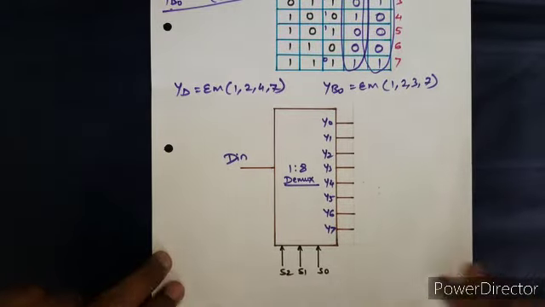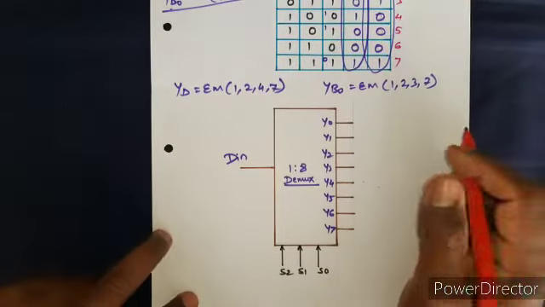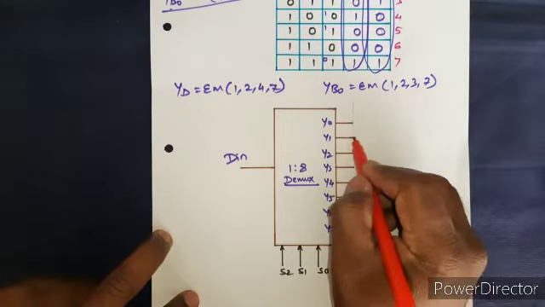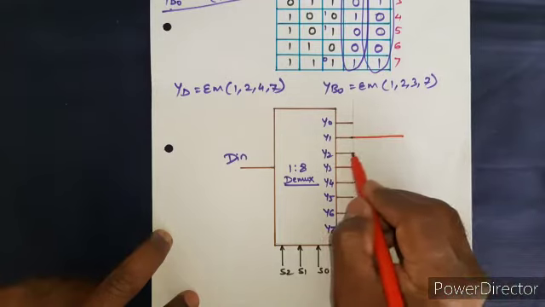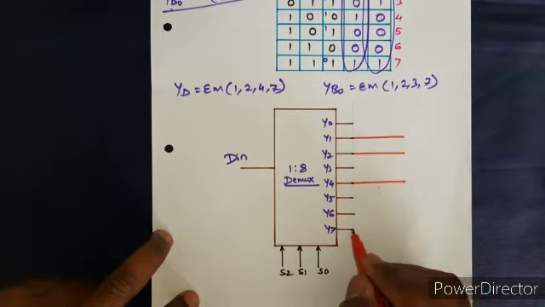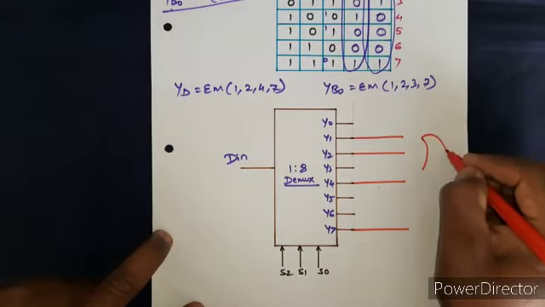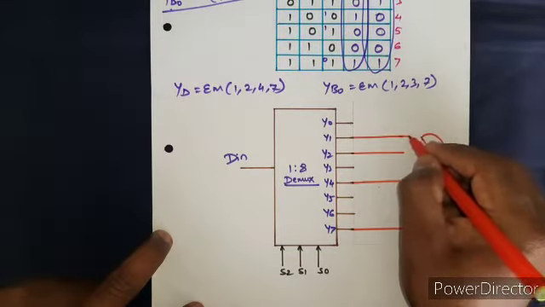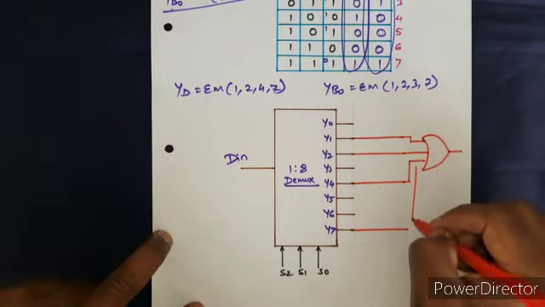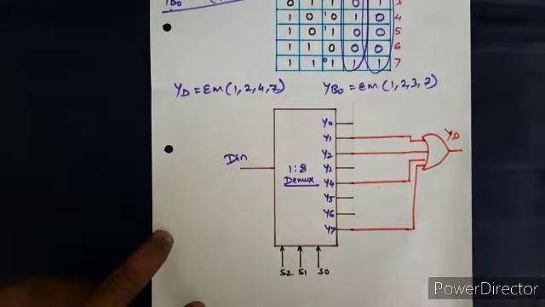Now with help of this equation, we can simply implement this full subtractor with help of DEMUX. Now it is 1, 2, 4 and 7. Okay, so I'll just draw this OR gate here. So I can take 1, 2, 4 and 7. So this is for y of d.